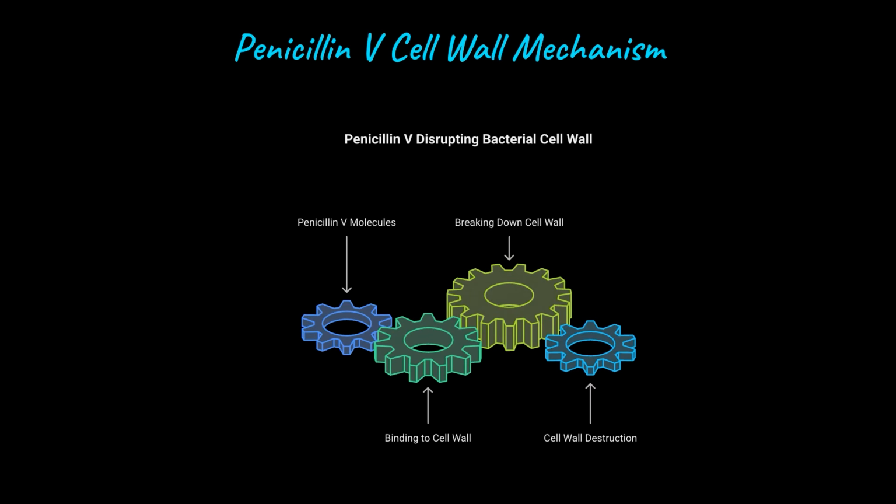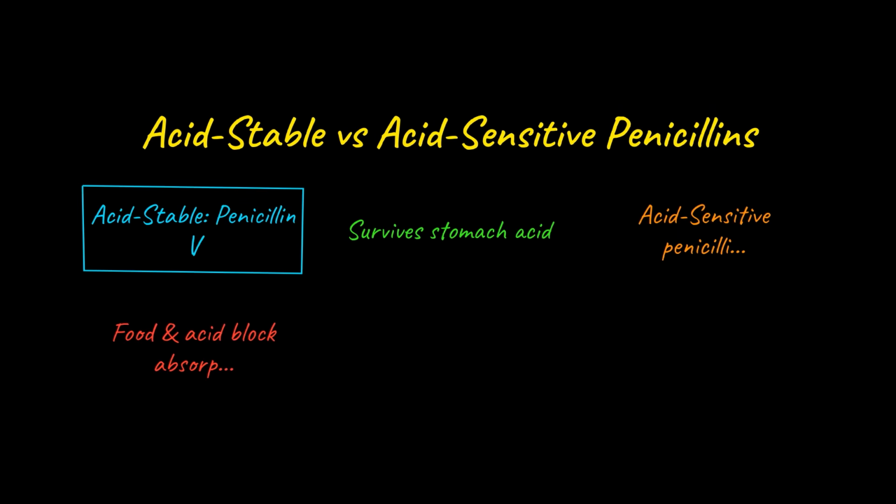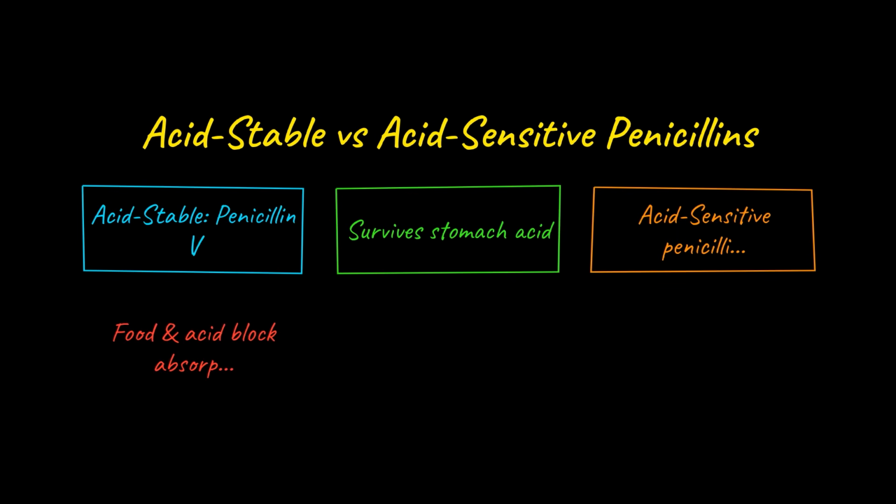For that to happen, enough drug must be absorbed from the gut and reach the bloodstream and the infection site. Acid-sensitive penicillins can be disrupted by food and stomach acid, so an empty stomach is required. Penicillin V is built differently. Food does not weaken it, so food is a friend rather than a foe.